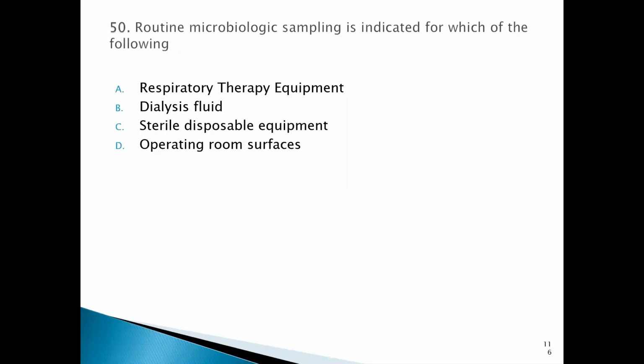50, routine microbiologic sampling is indicated for which of the following? A, respiratory therapy equipment, B, dialysis fluid, C, sterile disposable equipment, and D, operating room surfaces. Okay, this is the last question, and the answer is dialysis fluid.